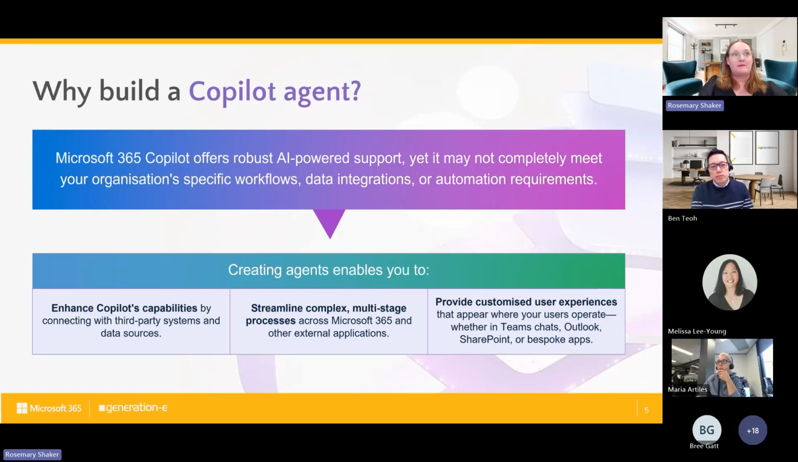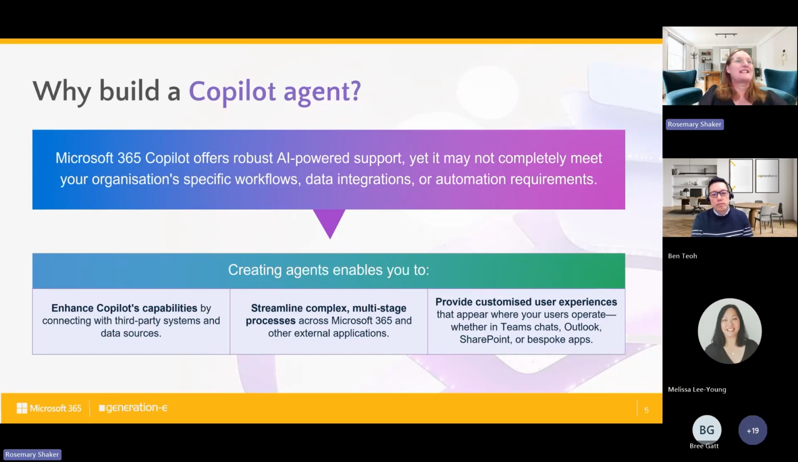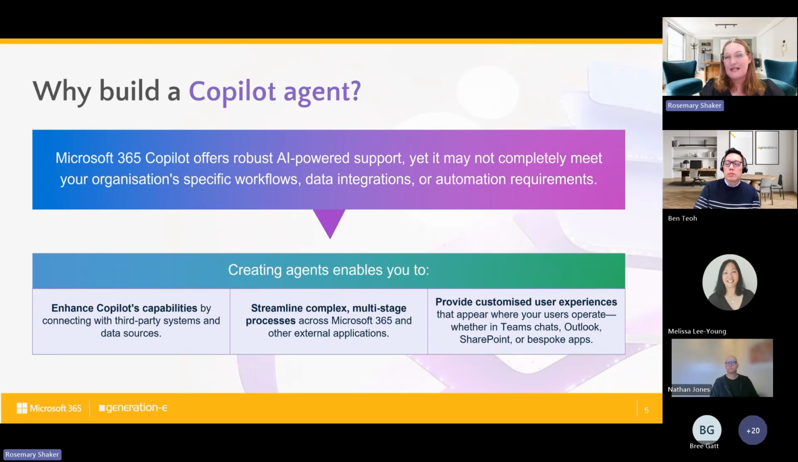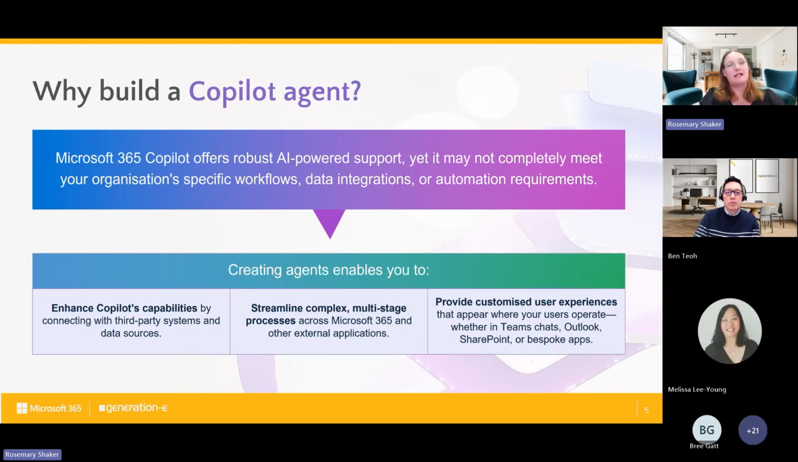So why would we build agents, I guess, is kind of that first starting point. So last week when we talked about Copilot, we talked about it being your personal assistant and helping you draft emails, summarize meetings, boost your productivity. But why would we build an agent? So our Microsoft 365 Copilot does provide us with that really powerful AI-driven assistance. But Copilot alone might not fully address all of your organizational unique workflows, your data sources, or any automations that you may need. So that's why we look at building agents.